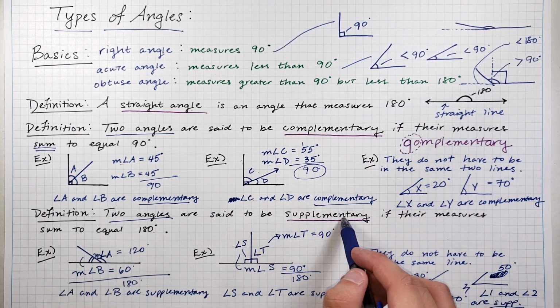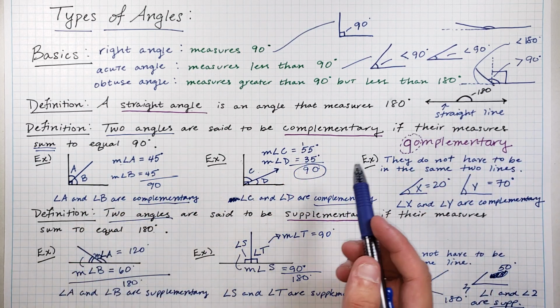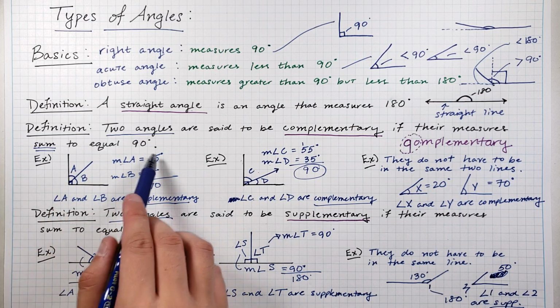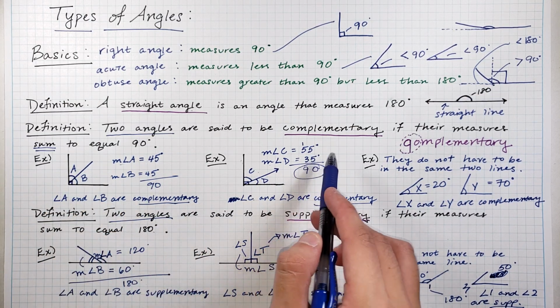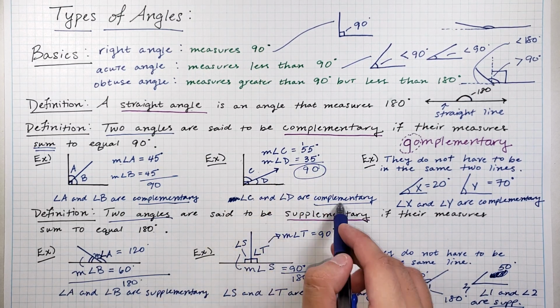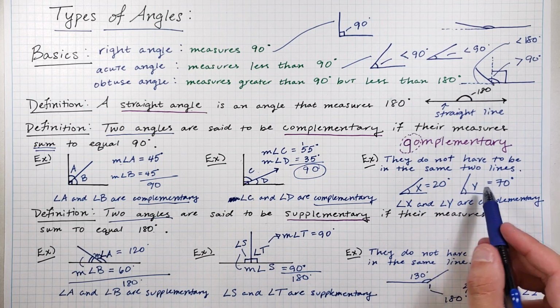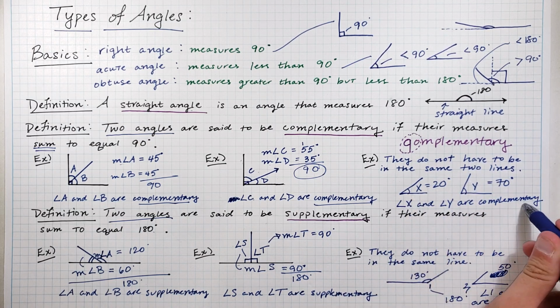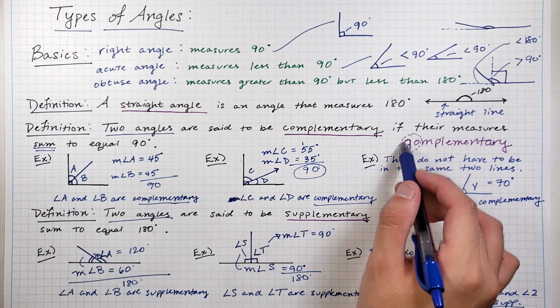Then we talked about complementary, which just means two angles that add to be 90 degrees. So 45 and 45 is 90. This angle and this angle, complementary. 55 plus 35 is 90. This angle and this angle, complementary. And then we said we can break them up. 70 plus 20 is 90. So we say this angle and this angle are complementary because they add to be 90. An easy way to remember complementary is just to make a little 90 right in here.